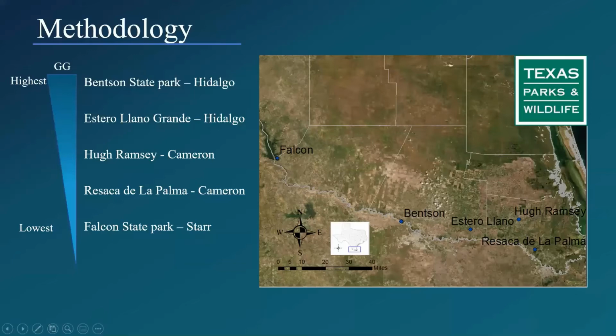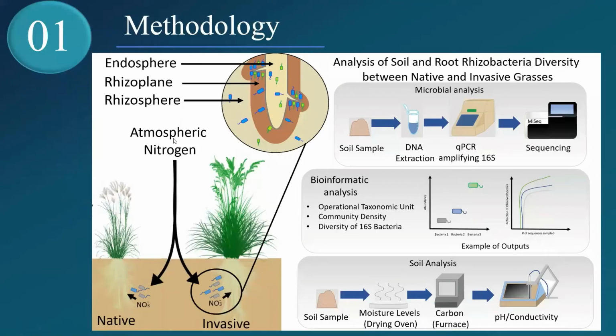So for my methodology, I respectively collected soil samples from the rhizosphere, the rhizoplane, and the endosphere, which are the different parts of the roots, and did DNA extraction, quantified them, and amplified them for PCR to see if there are actually any differences. We'll be moving forward with sequencing to identify those individuals and see if there are differences between microbial organisms that are symbiotic in the roots of native and invasive grasses. Another thing I looked at was the soil chemistry.